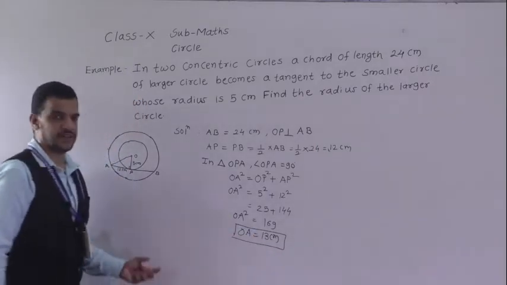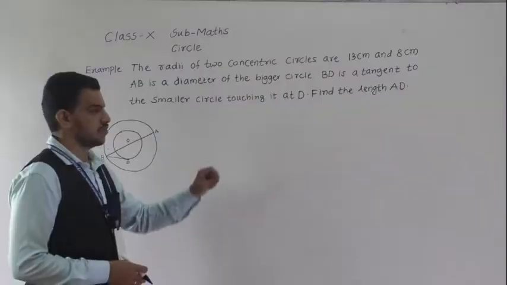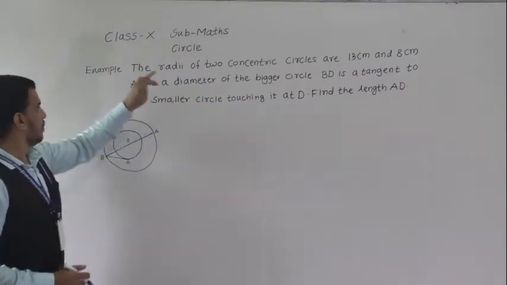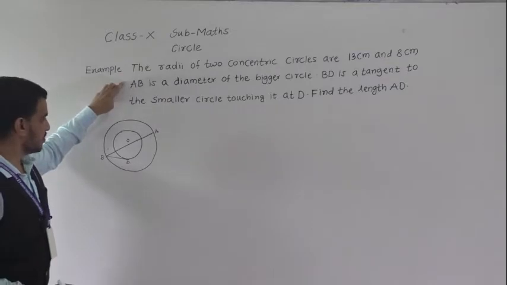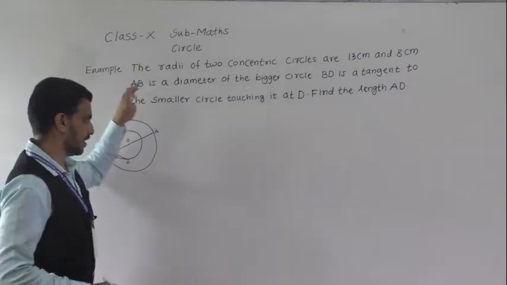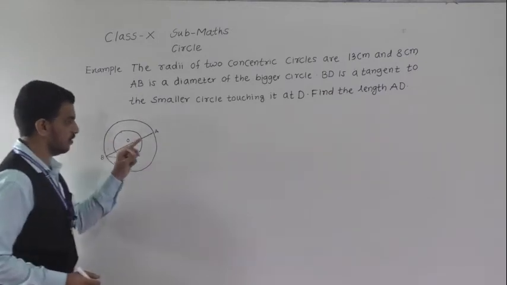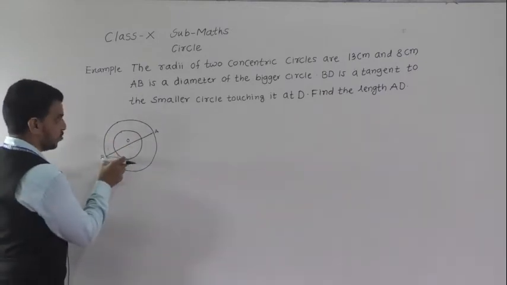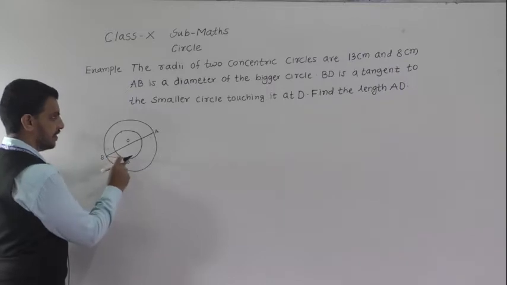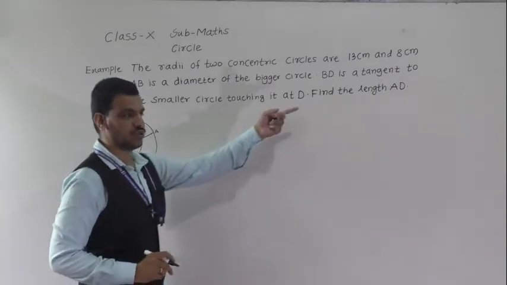Now we will take the second example. The second example is: the radii of two concentric circles are 13 cm and 8 cm. AB is a diameter of the bigger circle. BD is a tangent to the smaller circle touching it at D. Then we have to find the length of AD.